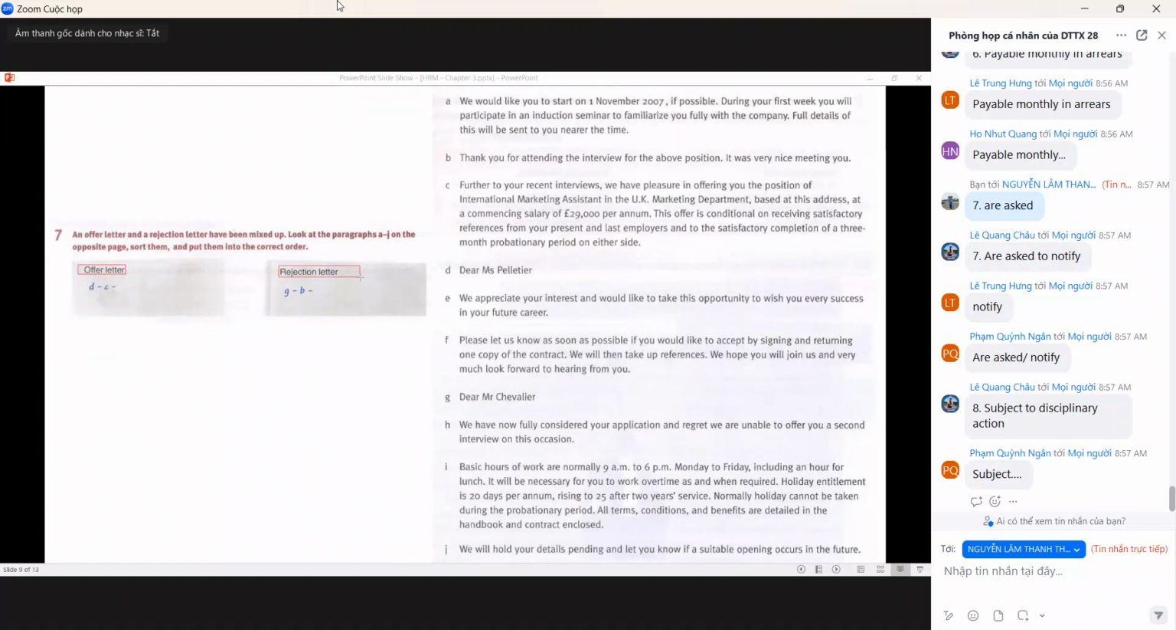We will have an offer letter and a rejection letter. Offer letter, that means they ask you or they invite you to work in that position. Rejection letter, that means they don't need you to work in that. So we have D and C already. D, C for offer letter, G and B for rejection letter. You need to read all of these here and then put them in the correct order for each letter, please.